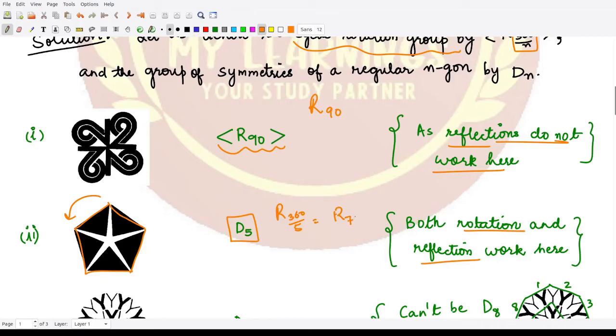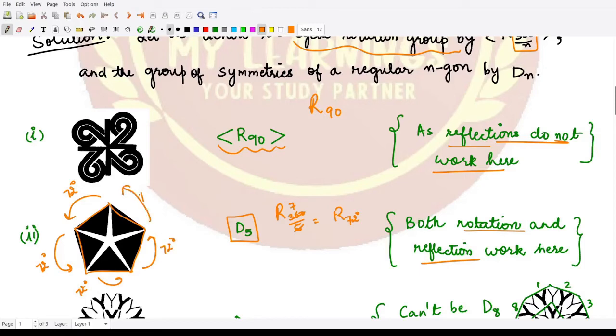72. We can divide it like this, right? It is 72 degrees. So we can rotate it by 72 degrees each time, so that after 5 rotations we will again reach back at our final position, correct?